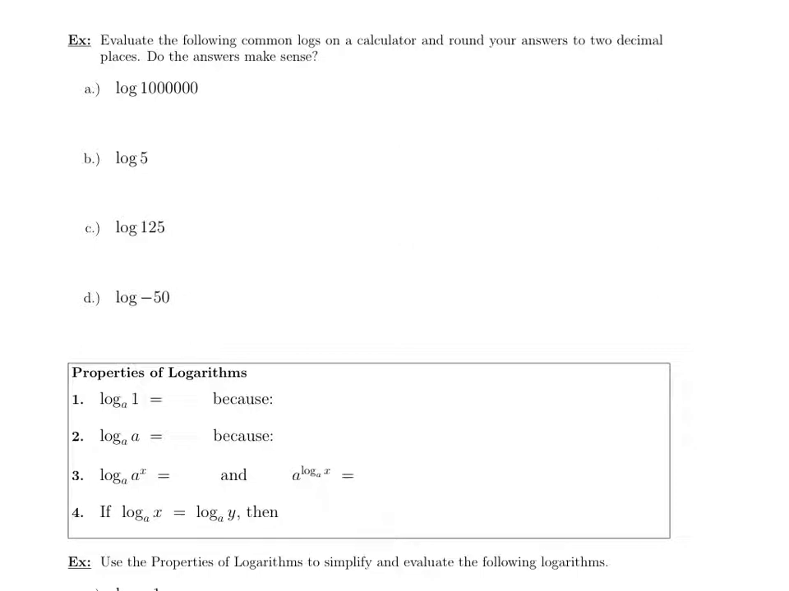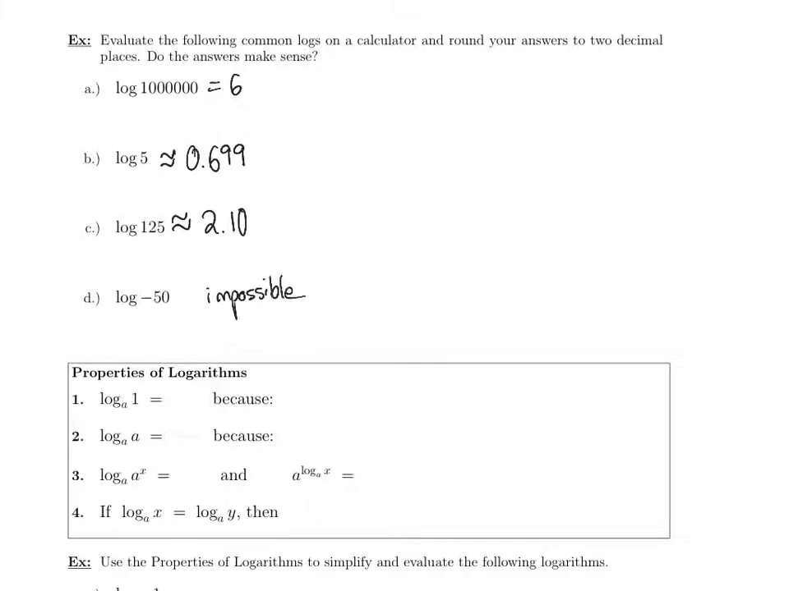So this one is equal to 6. Log base 5 is approximately equal to 0.699. I think I said log base 5. Log of 5 is 0.699. Log of 125 is approximately equal to 2.10. And log of negative 50 is impossible.